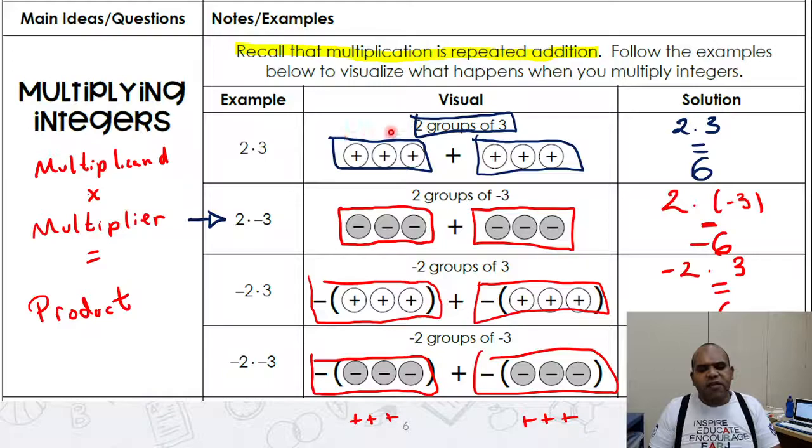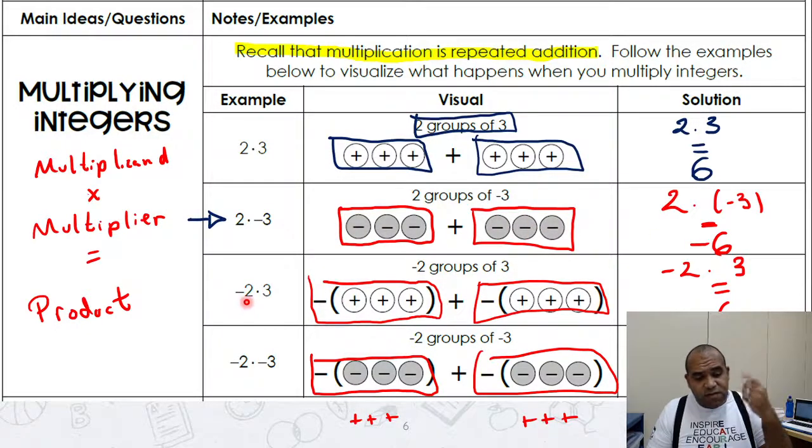Here, the first thing: 2 times 3 looks like two groups of the number 3. As you can see here, two groups of 3. I count everything, I have 6. And this one, 2 times negative 3. I have two groups of negative 3. The first group here, the second one here. I add everything, and it would be negative 6.